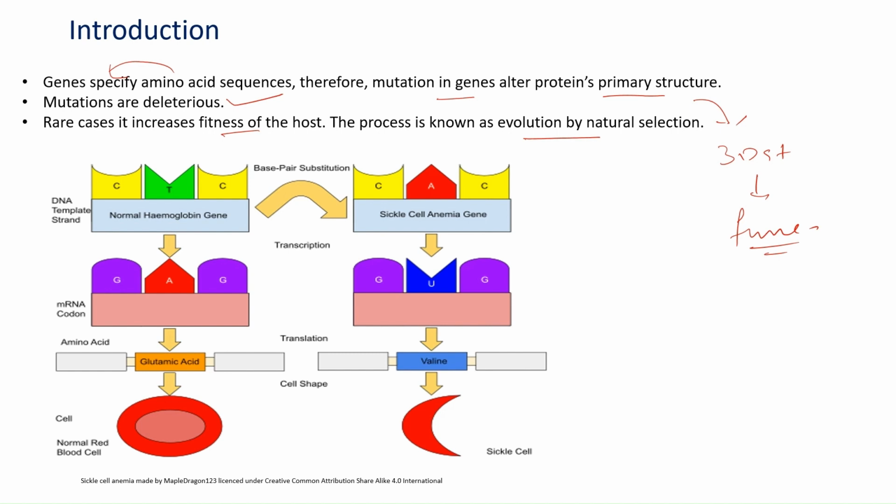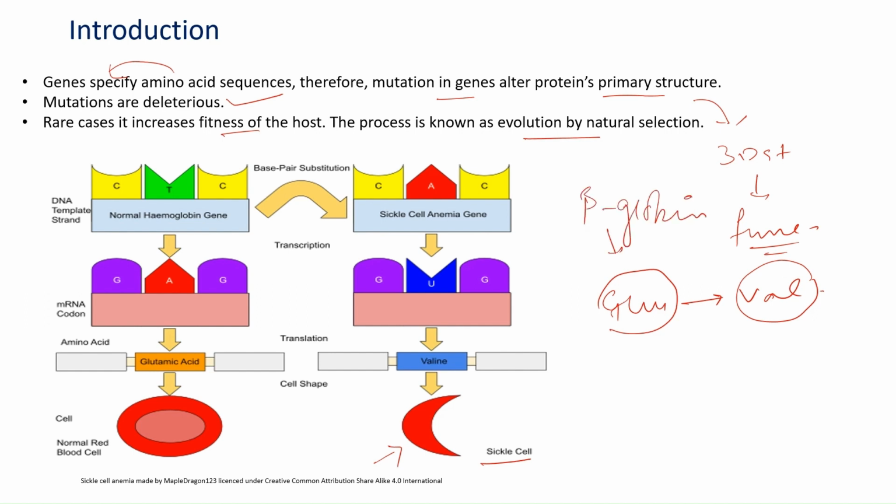What happens in sickle cell anemia? The shape of the RBC becomes sickle shaped, and because of this its oxygen carrying capacity decreases. It cannot carry oxygen. And why does this sickle cell anemia happen? Because glutamate gets converted into valine. And where does this conversion happen? In the beta globin chain. In the beta globin chain, when the glutamate gets converted into the valine, this results in sickle cell anemia.